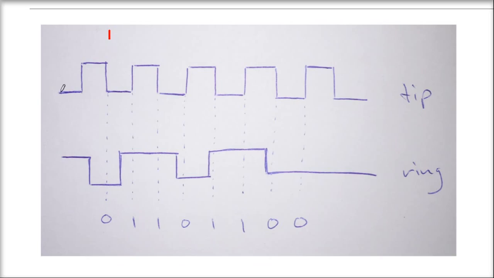Okay, so the second way to send over a byte is very different from the first. You use the tip of the link cable as a clock, and the clock indicates when the ring should be read, and the ring is what contains the actual data.